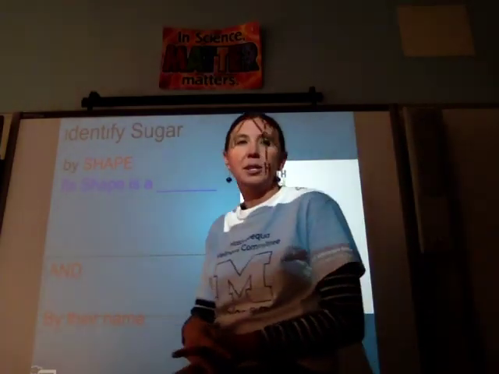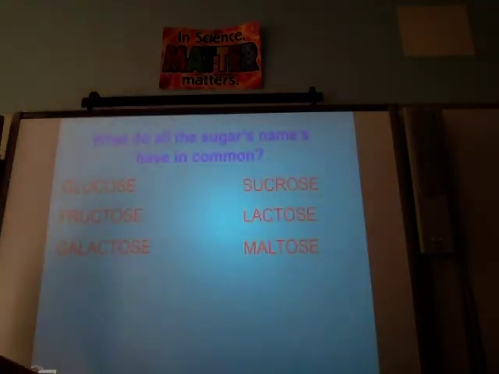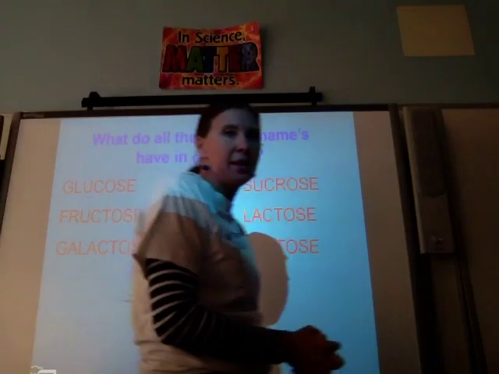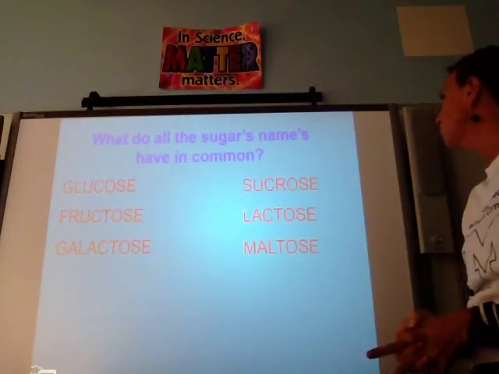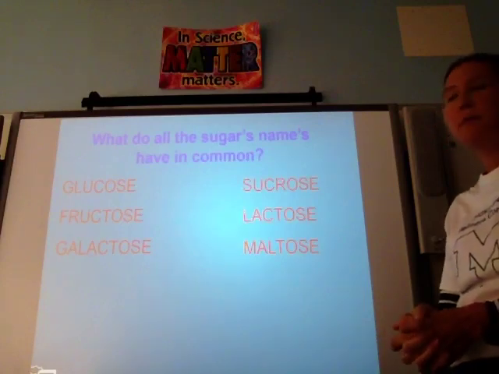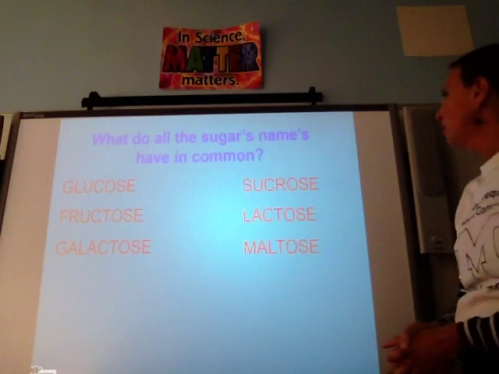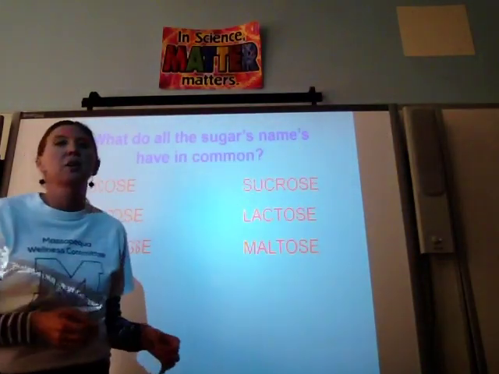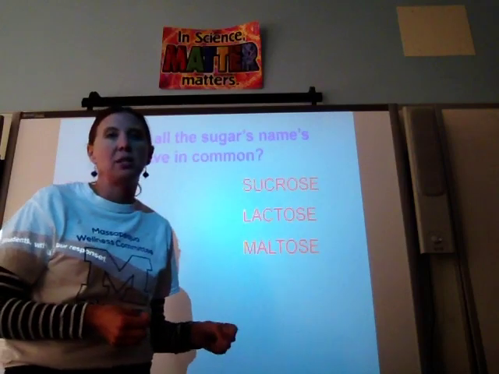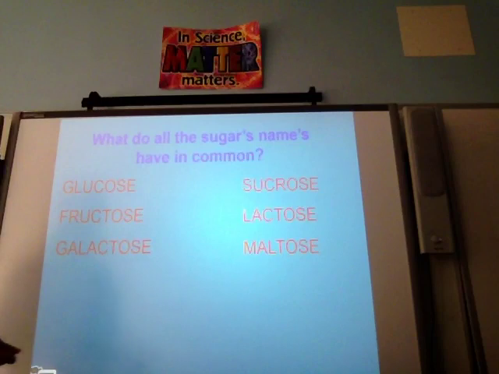You can also identify carbohydrates and sugars based on their names. Look at this. We've got glucose and fructose and galactose and sucrose and lactose and maltose, and all of them have something in common. They all end with ose. So that's another way you can identify these different types of sugars. They end with O-S-E.